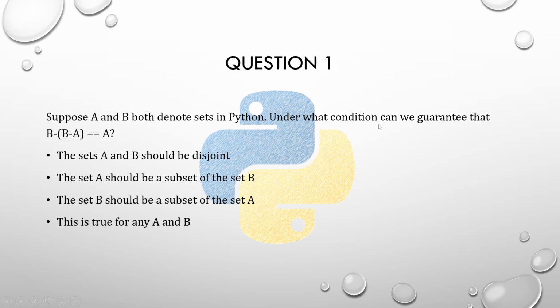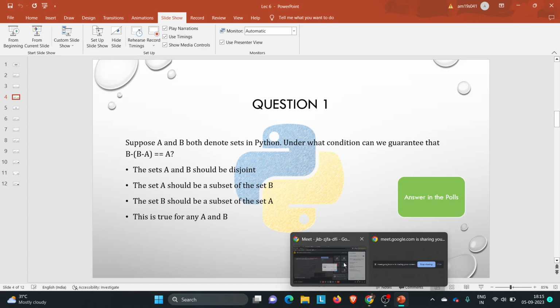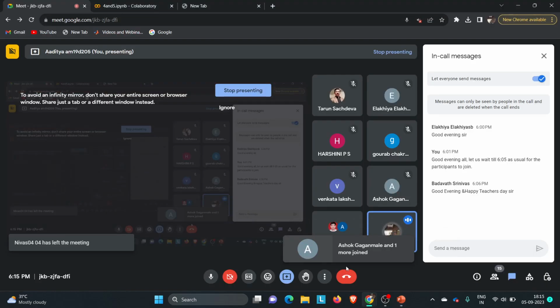The options are: sets A and B are disjoint; set A has to be a subset of set B; set B has to be a subset of set A; and it is true for any values of A and B. So now I'll open the polls. Read it carefully, then I'll start the polls. Just give me a minute.